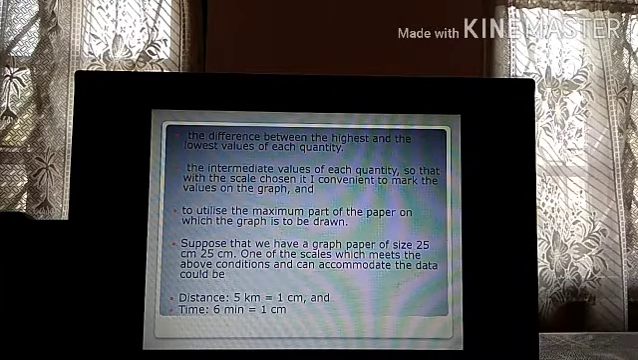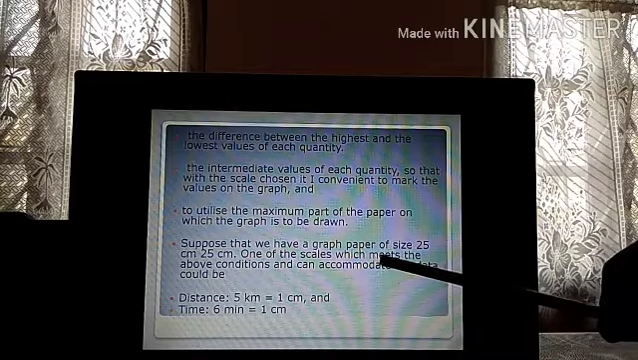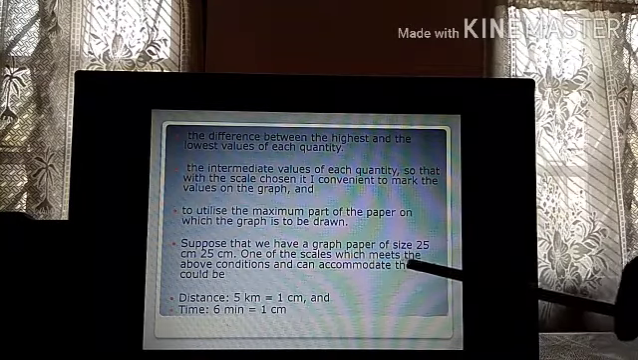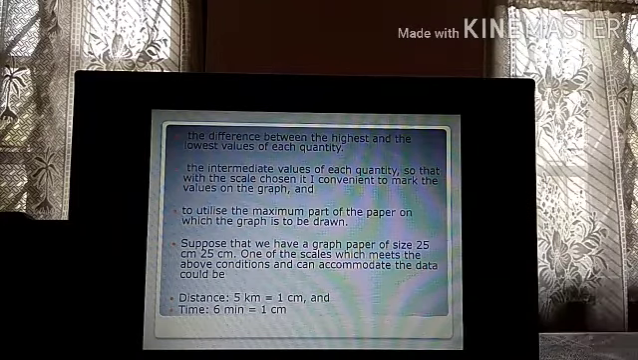You have to be very careful that you utilize the maximum part of the paper. Don't draw the graph very small, or make it very big. You have to utilize the graph paper, and your graph has to be of the correct size. Suppose that we have a graph paper of size 25 centimeter. One of the scales which meets the above conditions can accommodate the data. You can take 5 kilometer equal to 1 centimeter. So accordingly, how you draw the graph, accordingly you have to mark the points.